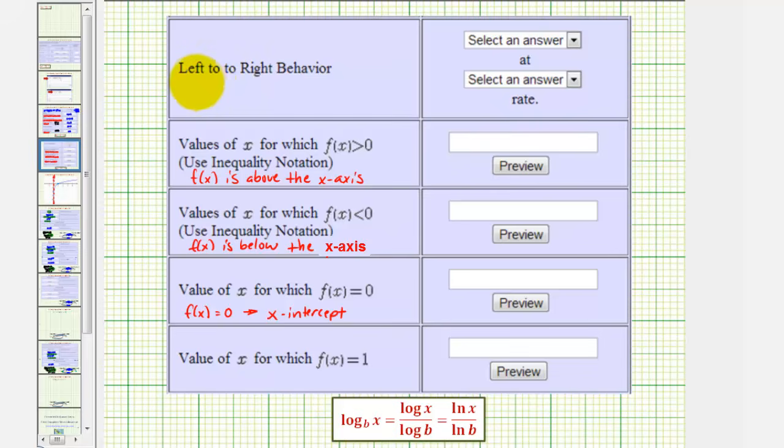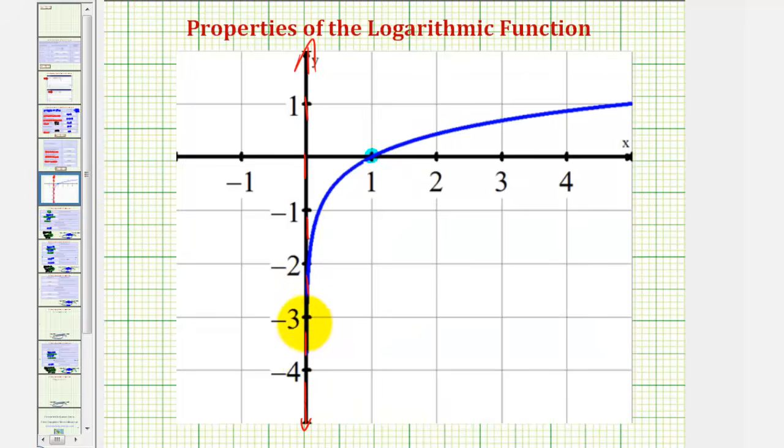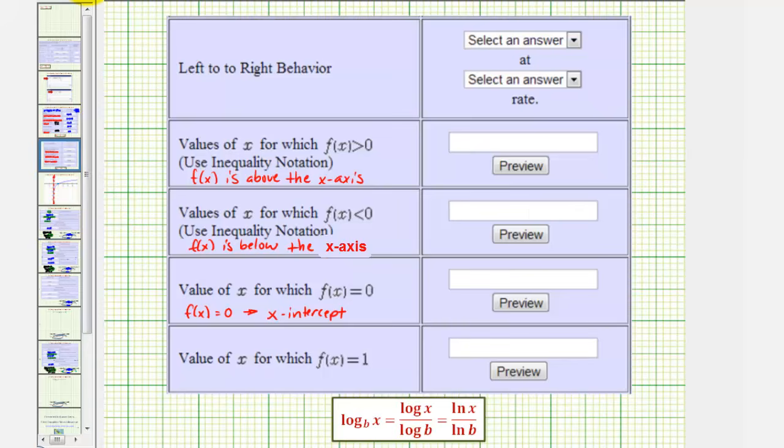I notice there's a typo here. This should say, what is the left to right behavior, describing it as increasing, decreasing, or constant. So going back to the graph, notice as x increases, the function values also increase. So this function is always increasing, but notice as x increases, it does not increase as fast, and therefore we can say this function is increasing, but it's increasing at a decreasing rate. So again, this answer here is it's increasing, but it's increasing at a decreasing rate.